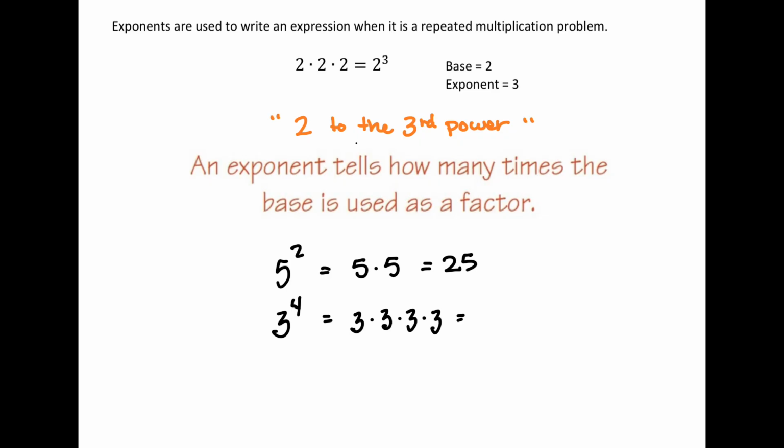Okay, so if you can't do that in your head, this is what you could do. Take 2 at a time. 3 times 3 is 9. 3 times 3 is 9. 9 times 9 is 81.